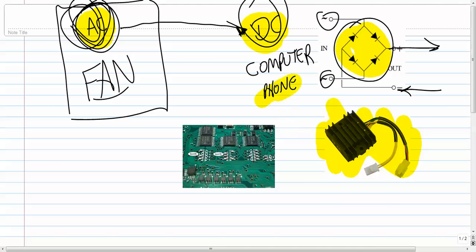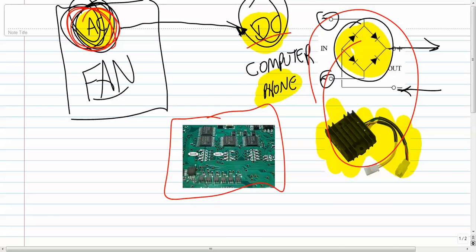So if I want to charge up my phone, what's coming out of the wall is alternating current. I use some sort of a device to turn it into direct current, and then all of my circuitry is safe.